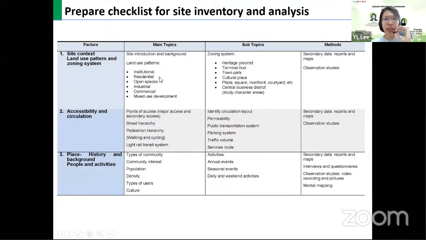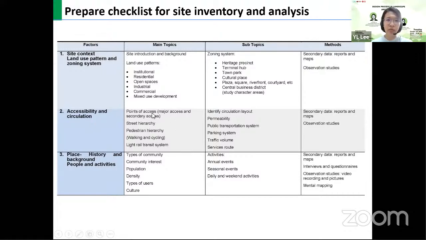So if you see, landscape architecture does not stick to the landscape itself, like plants or vegetation. We refer to architecture, we refer to the planning guidelines. So it is a mix. So when you list all this, then you know what to do. So basically, we have this site context, accessibility and circulations.